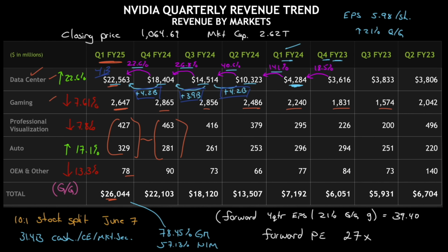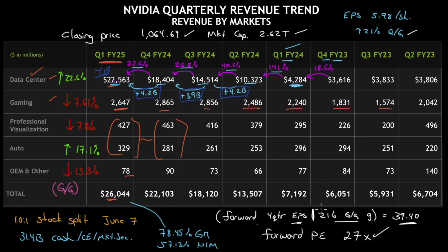Closing price 1,064.69. Market cap 2.62 trillion. Third most valuable company out there behind Microsoft and Apple. Earnings per share 5.98. 21% quarter over quarter growth. If I forecast that out for 4 quarters, I get 39.40. This is the 4-quarter EPS given 21% growth quarter over quarter. If they maintain that, that means they have a current forward PE of 27 times.